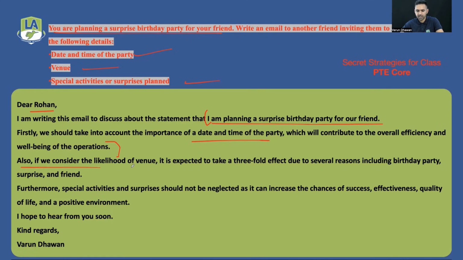Also, if we consider the likelihood of venue, it is expected to take a threefold effect due to several reasons, including birthday party, 1 keyword, surprise, 2nd keyword, and friend, 3rd keyword. Furthermore, special activities and surprises should not be neglected as it can increase the chances of success, effectiveness, and quality of life and positive environment. I hope to hear from you soon. Kind regards, Varun.